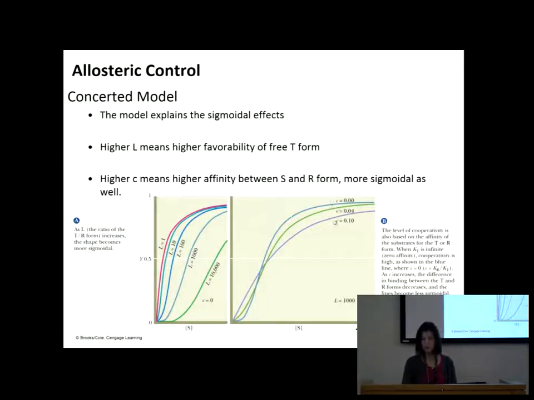So as you increase the C, or cooperativity term, you're losing that sigmoidal shape, meaning that there's really no difference between the taut and the relaxed.